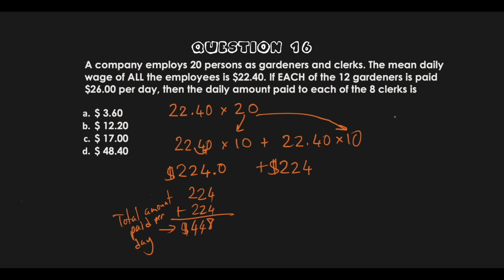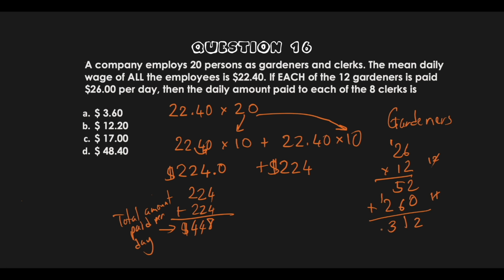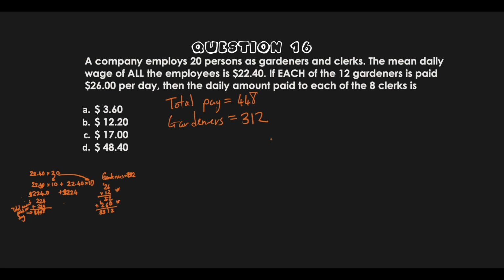So then for the gardeners, we would say 26 times 12, and we'll multiply. So 2 times 6 is 12. We have 2 here, 1 goes over here. So 2 times 2 is 4 plus 1, 5. Put the 0, 1 times 6 is 6. 1 times 2 is 2. So we add these, we're going to get 2. 5 plus 6 is 11. Put the 1 here, put the 1 here. 312. So the gardeners made $312.